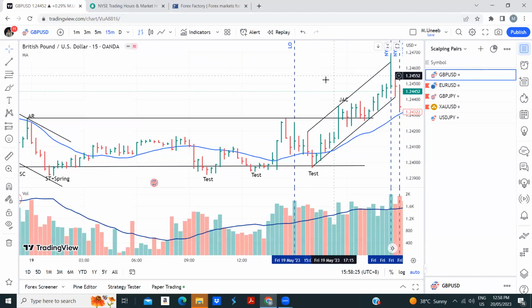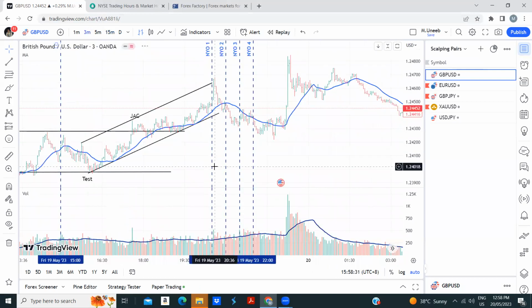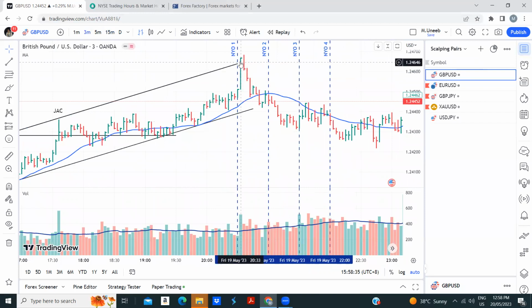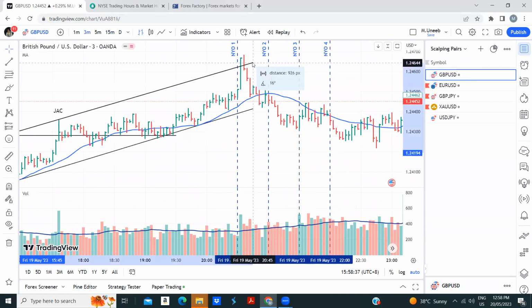So now we wait. Okay, now this is done here. We just draw the channel here. Now we go to the 3-minute time frame. So our major bias is bullish, right? Okay. Now London Open. Now we have drawn the channel here.